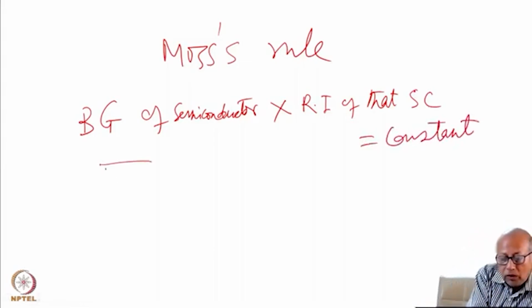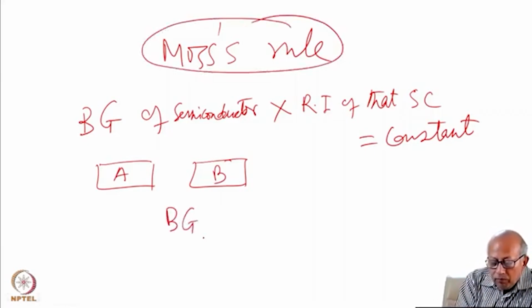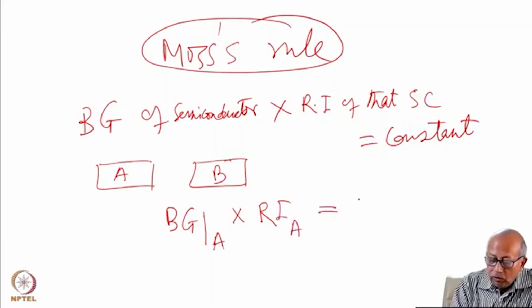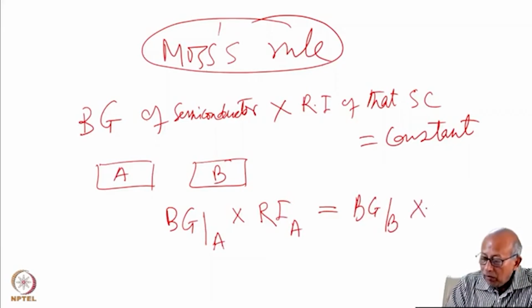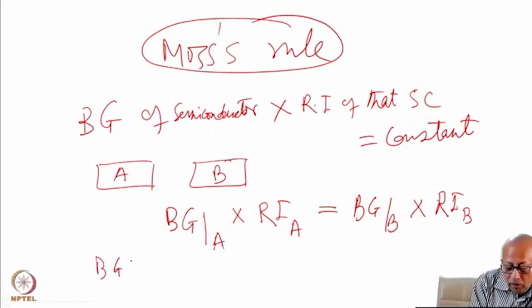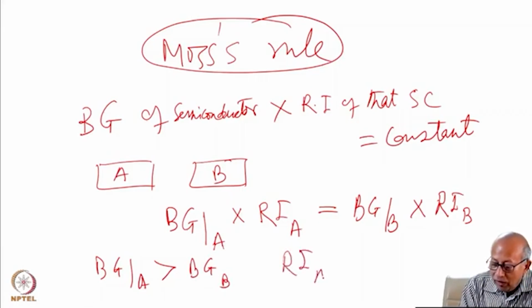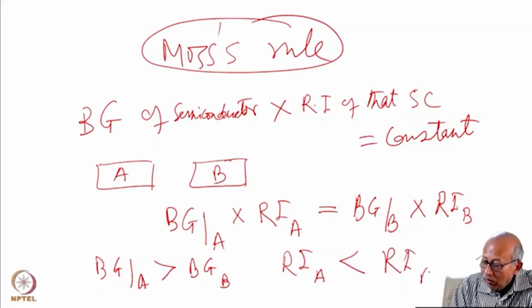So if we take two semiconductors, one is semiconductor A, the other is semiconductor B, this Morse's rule says that band gap of semiconductor A multiplied by refractive index of semiconductor A will be equal to band gap of semiconductor B multiplied by the refractive index of semiconductor B. So that means if band gap of semiconductor A is more than the band gap of semiconductor B, then refractive index of semiconductor A must be less than refractive index of semiconductor B.